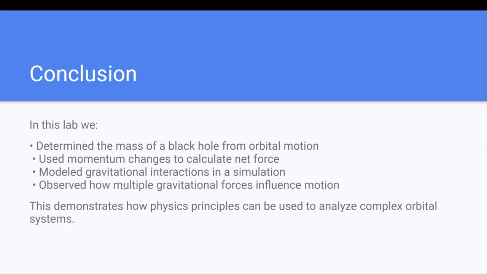So in conclusion, we used Newton's second law and gravitational physics to determine the mass of a black hole from orbital motion. We also used a computational simulation to model how gravitational forces affect the motion of a spaceship in a multi-body system. And these results demonstrate how physics principles can be applied to analyze orbital systems.